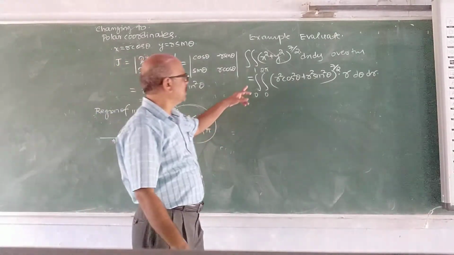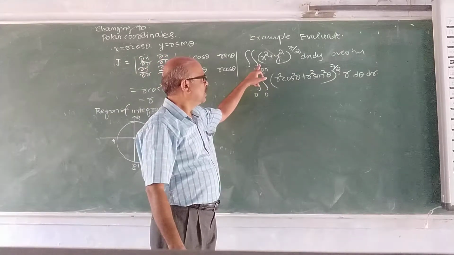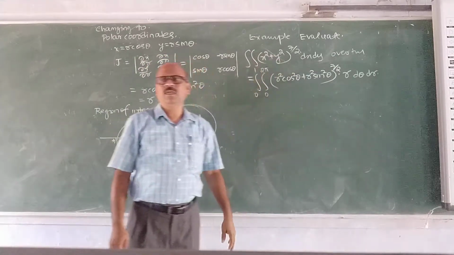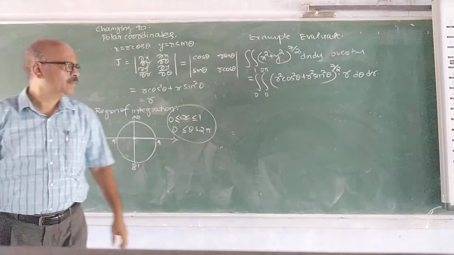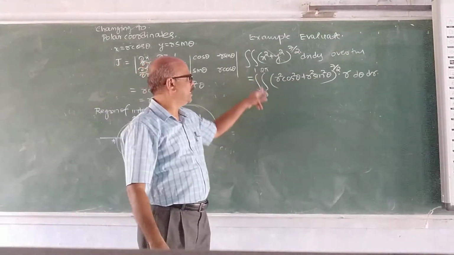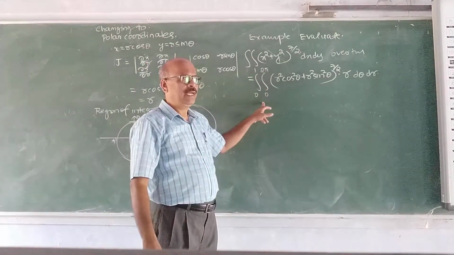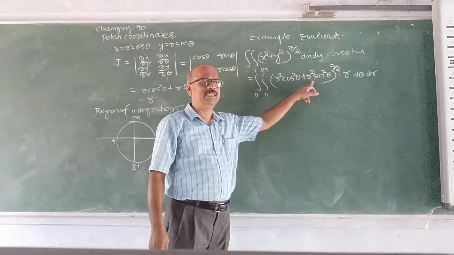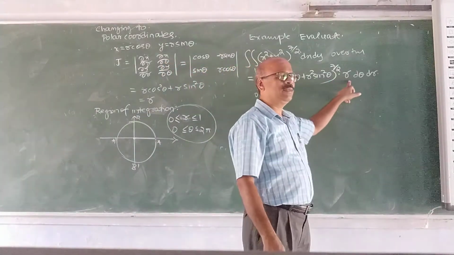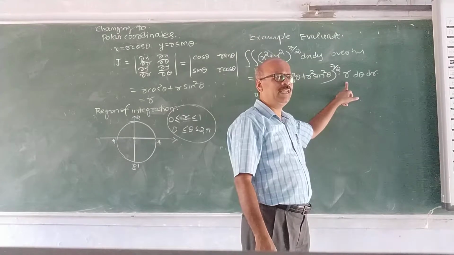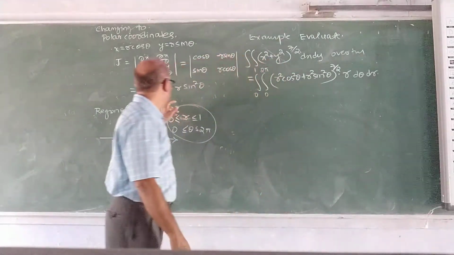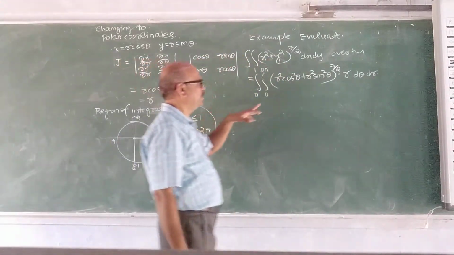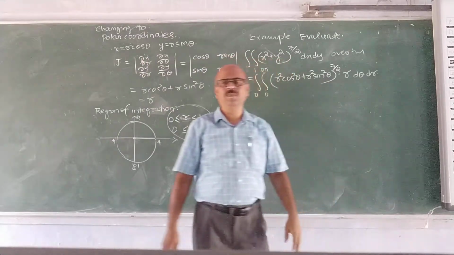All have followed this step. So changing xy to polar coordinates, the limits become 0 to 1 and 0 to 2 pi, and x is r cos theta, y is r sin theta, and here one more term comes. What is that? J, the Jacobian of xy with respect to r theta, it is r d theta dr. Now we evaluate this.